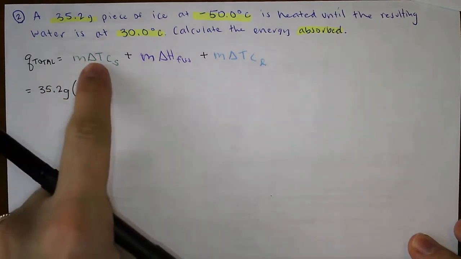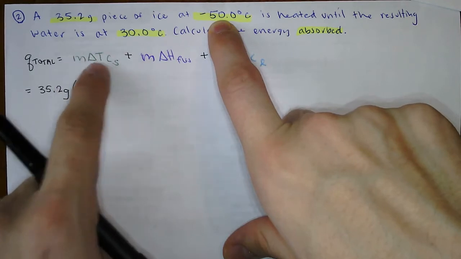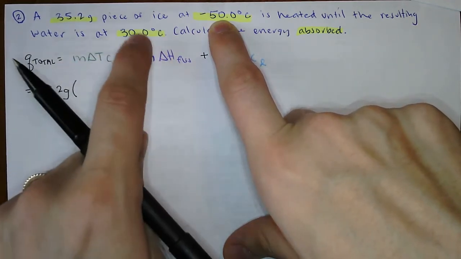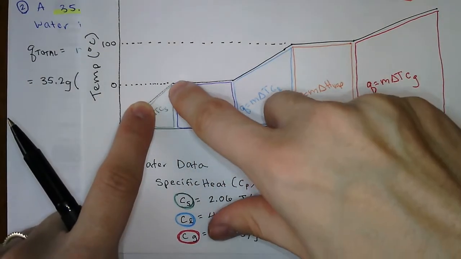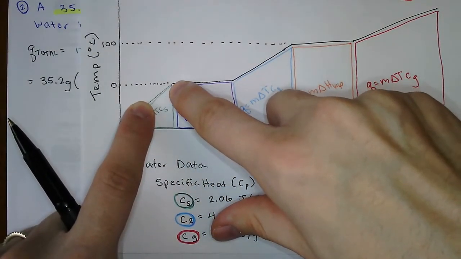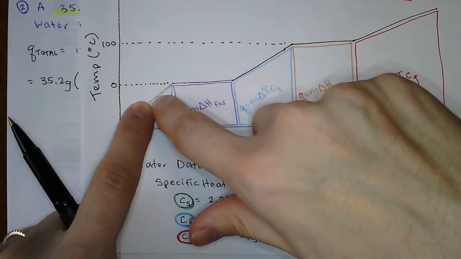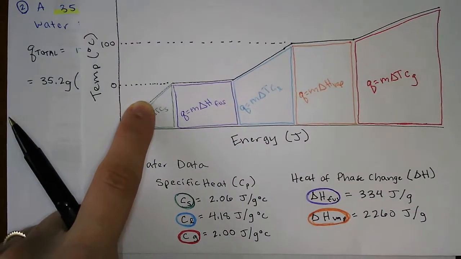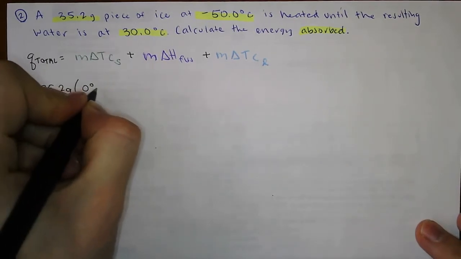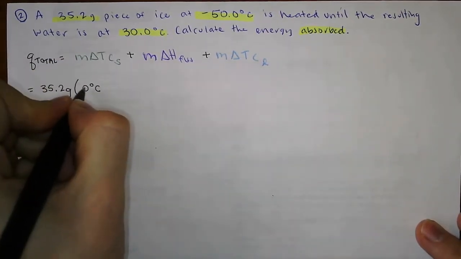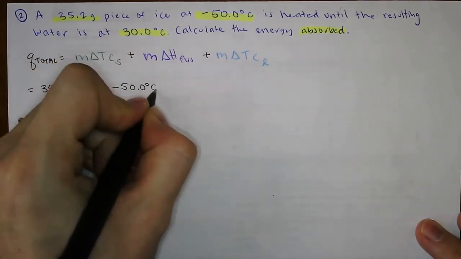Now, delta T. Our initial temperature is negative 50 degrees Celsius. For this stage, our final temperature is not 30 degrees Celsius. Our final temperature for delta T Cs is 0 degrees Celsius. So that's one of the reasons I want to do a problem like this, so that you can see that this process ends at 0 degrees Celsius. So my final temperature for this step right here is going to be 0 degrees Celsius, and then careful, it's final minus initial, so minus negative 50 degrees Celsius.